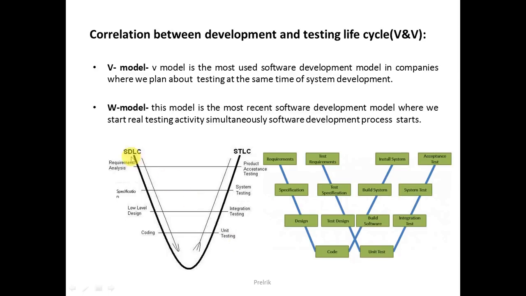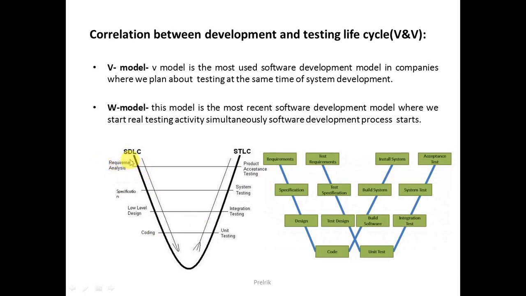Okay, so you can see here that all the phases mentioned on the left side of the STLC are the execution phases, and all the phases mentioned on the right side of this shape will be planned at the time of these requirements. Like at the time of requirement analysis, UAT will be planned. At the time of specification, system testing will be planned, and the flow will be going through like this.